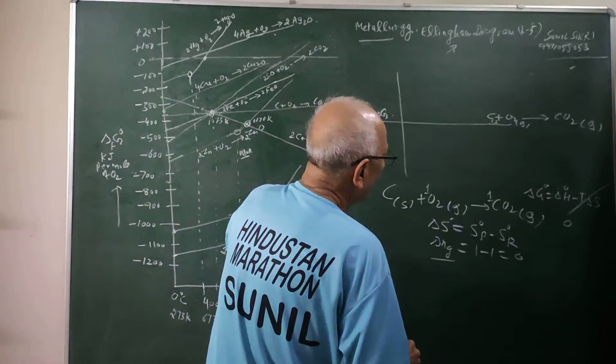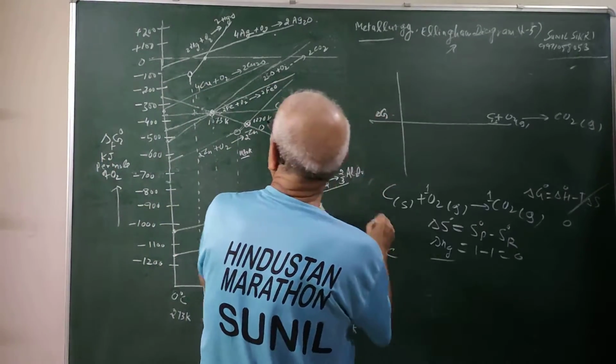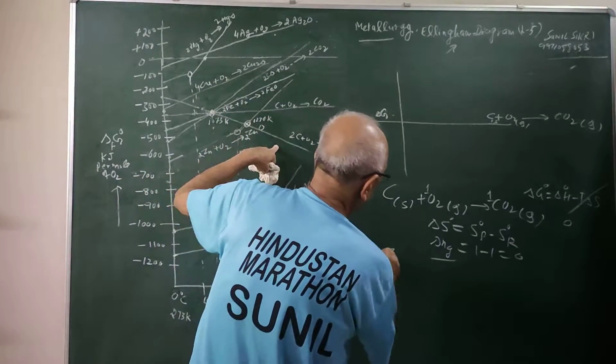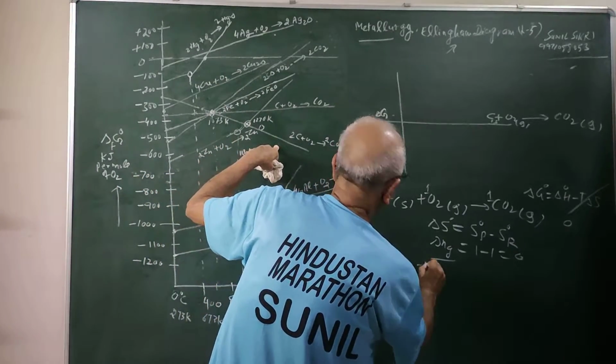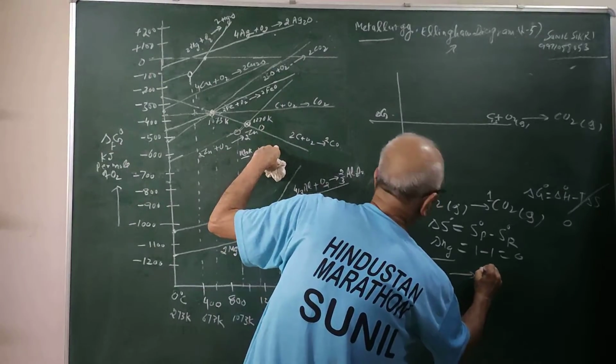Now what is happening in the second case? If I take carbon, in the second case I am saying if I have 2C, which is solid, plus O2, it produces carbon monoxide.